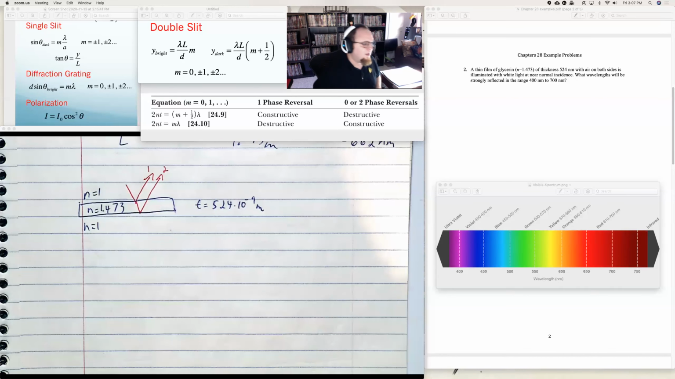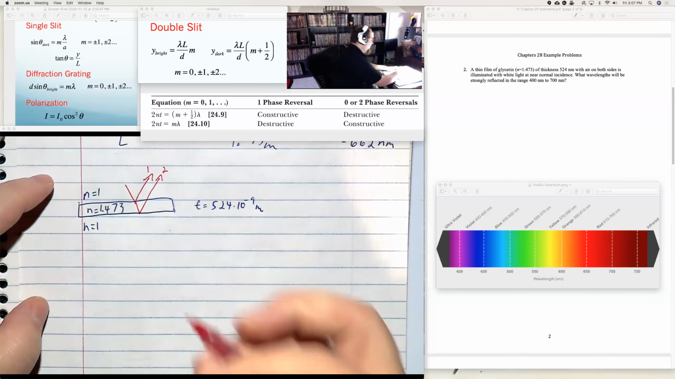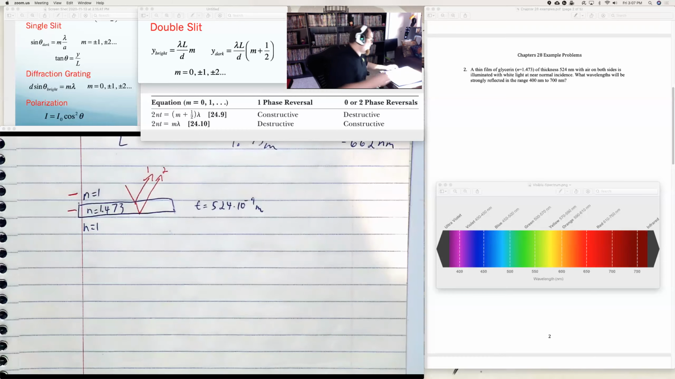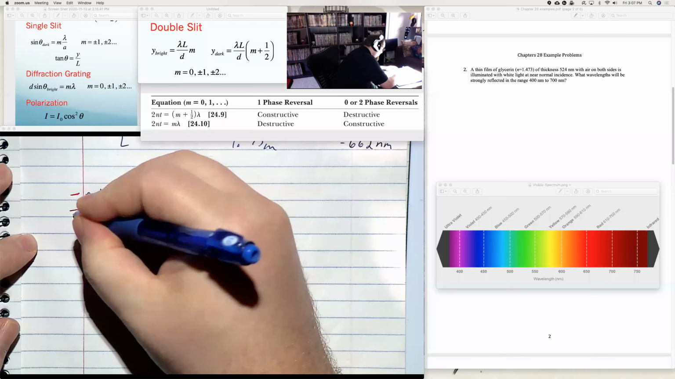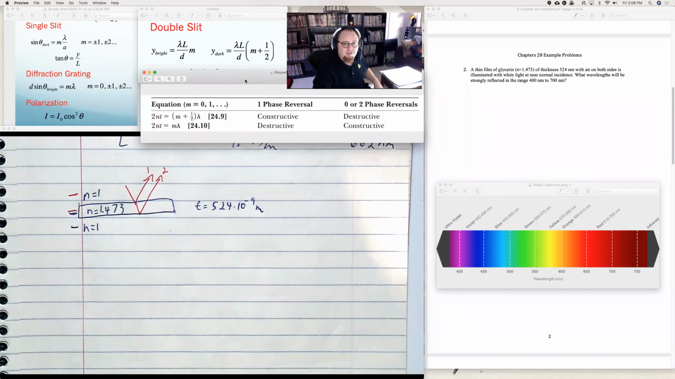Yep. We're only going to have one phase reversal here, because I'm going from a lower value to a higher value of n, going from here to here. But for the other one, I'm going from a higher value of n to a lower value of n. So that means I only have one phase reversal. So I'm going to take this chart that I put right over here, and I'm going to say there's only one phase reversal.